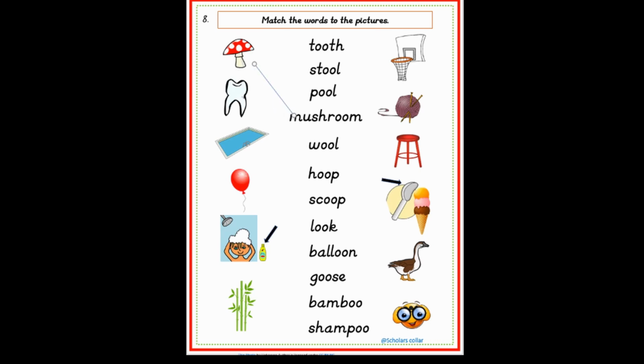So all you're going to do is match mushroom, hoop, wool, pool, tooth, stool, balloon. This is goose. This is shampoo. This is bamboo. They have ooh at the end here. This is look. This is scoop. Okay, I think we got all of it.